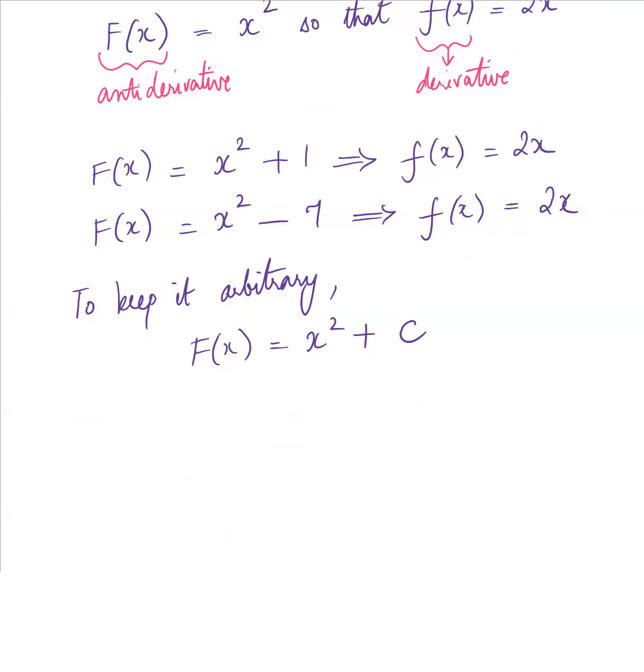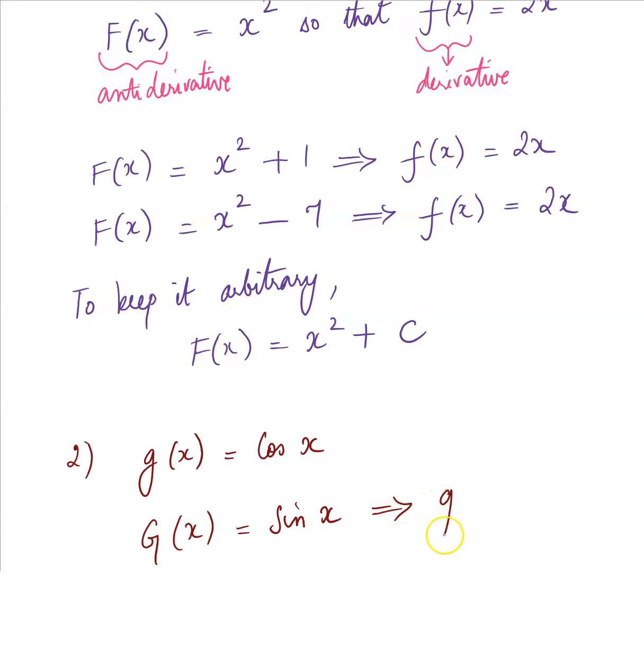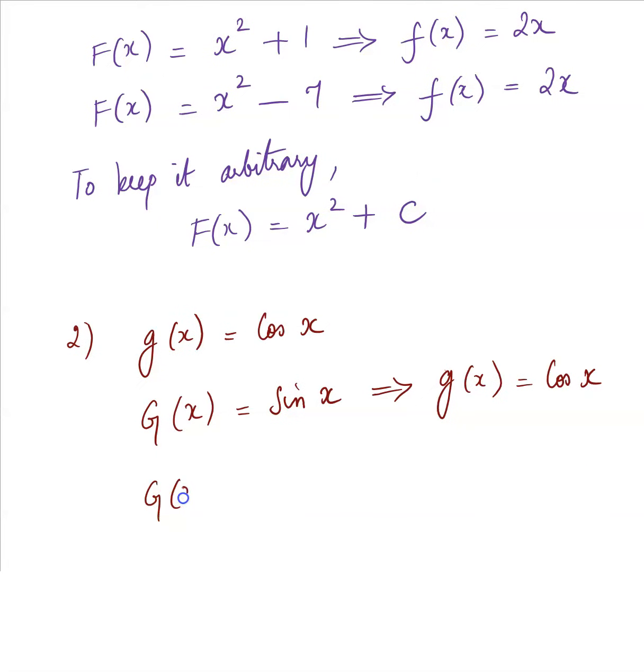Let's take a look at the next problem. g of x equals cosine x. So its corresponding antiderivative will be capital G of x. So what, when taking the derivative, would give us cosine x? So here again we think of sine x. So G of x must be sine x. We're thinking backwards. Which implies small g of x: the derivative of sine x is cosine x. What about G of x with a constant?